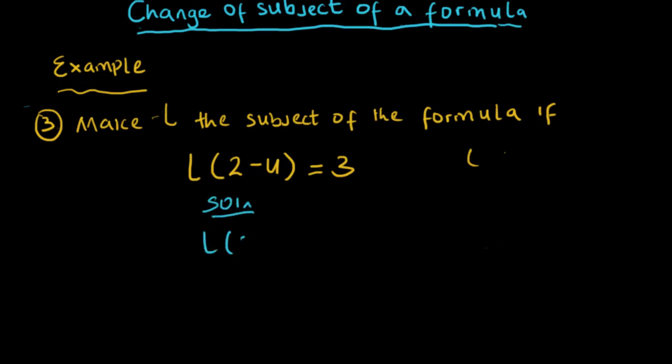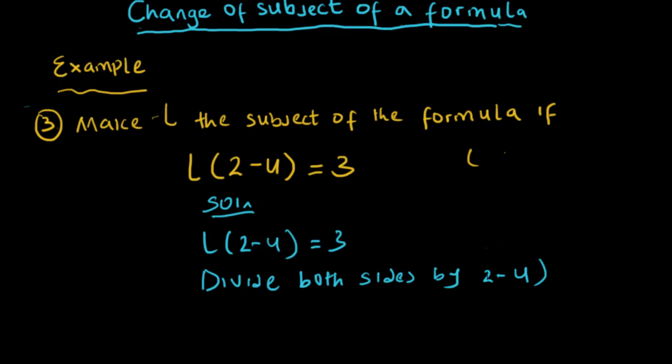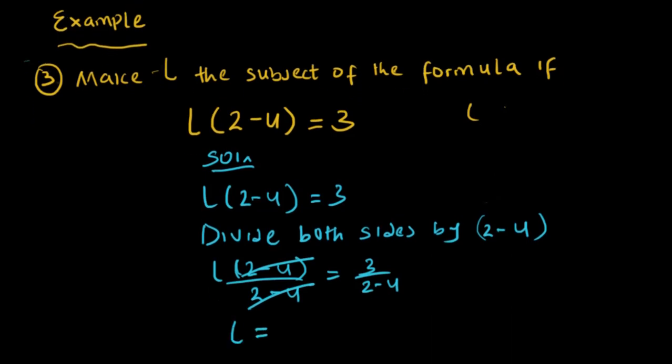let's have L into bracket 2 minus u equals 3. We'll divide both sides, because bracket is the same thing as times, so divide both sides by 2 minus u. We can put it in bracket if we like. So we'll be having L into bracket 2 minus u all over 2 minus u equals 3 all over 2 minus u. Now because this is times, this can cancel this, so I'm left with L equals 3 all over 2 minus u.